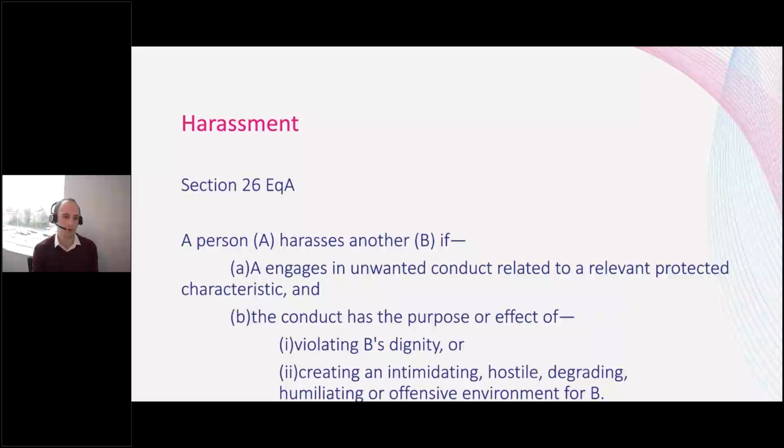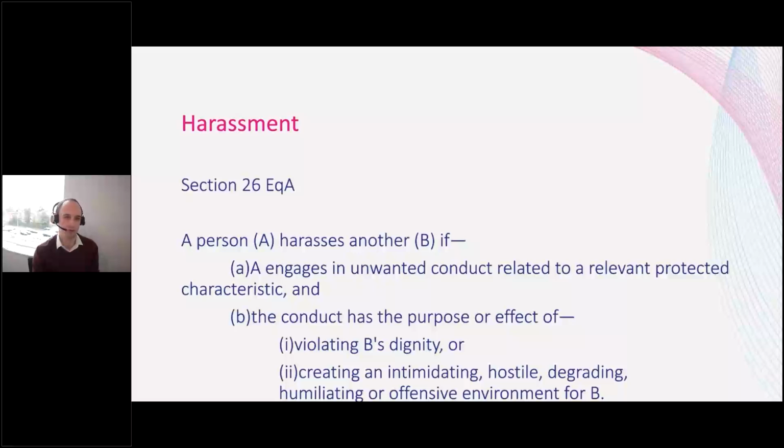You can bring a harassment claim, and the language there is "related to a relevant protected characteristic." Again, there's nothing in the statutory language suggesting that the individual has to have the protected characteristic themselves. It just has to be related. The best place to look for more information on that is the guidance to the Equality Act itself. It gives a couple of examples of things that can amount to harassment, even where the individual themselves doesn't have the relevant protected characteristic.